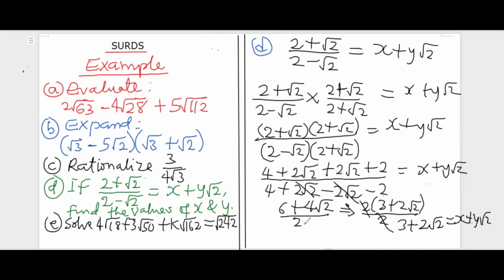If you compare this, we can see that this x is the whole number. It's not a surd. The term is not a surd, and that is this 3. The coefficient of root 2 here is y, and the coefficient of root 2 here is 2. That means if you compare, we can easily say that our x equals 3 and our y equals 2 comparatively. So we'll quickly go to the last one, which is E.